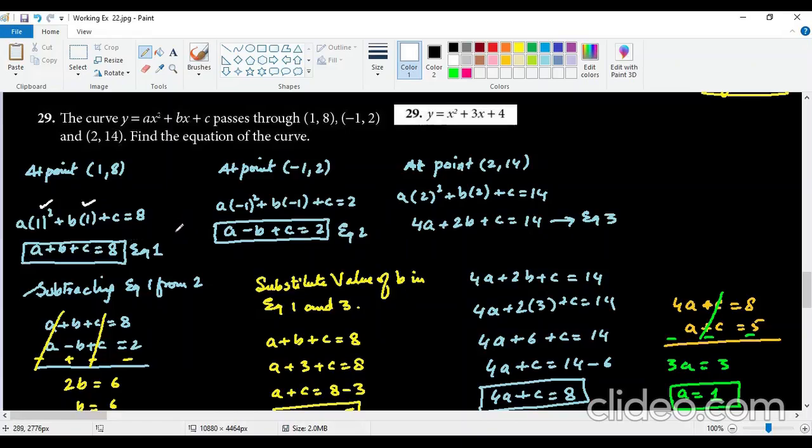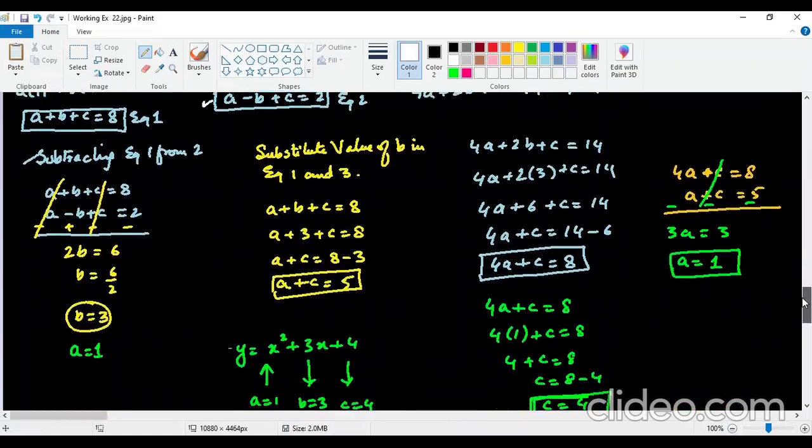Now at point -1 and 2, this is the value of y, and x is plotted in -1 square and -1. So this is giving us a minus b plus c equals 2. This becomes the second equation. When it comes to the third point, the x value is 2 square and b here and plus c equals 14. So that means 4a plus 2b plus c equals 14. So these three equations are going to help us in solving the next part.